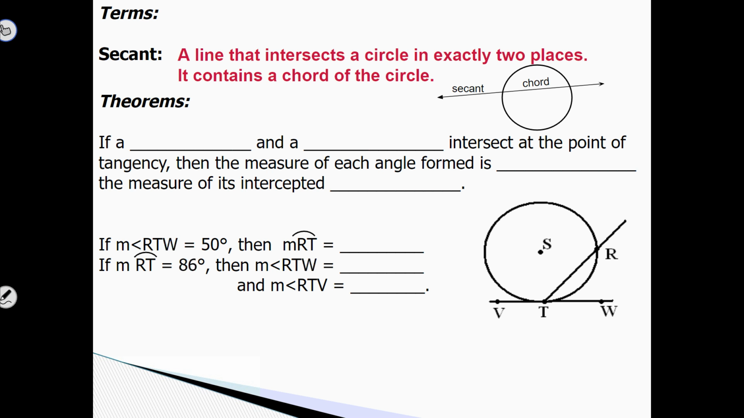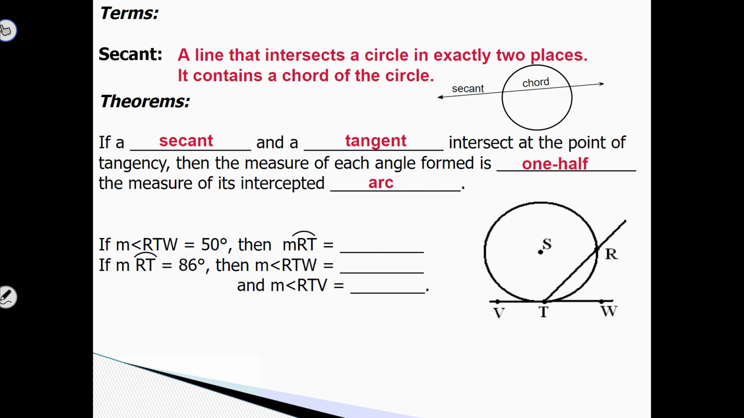All right, so now that we know what a secant is, let's look at a couple new theorems that use secant lines. The first theorem says that if a secant and a tangent intersect at the point of tangency, then the measure of each angle formed is 1/2 the measure of its intercepted arc. So we would have a secant line, which would be like this line TR. It intersects the circle in two places and continues outside of the circle.